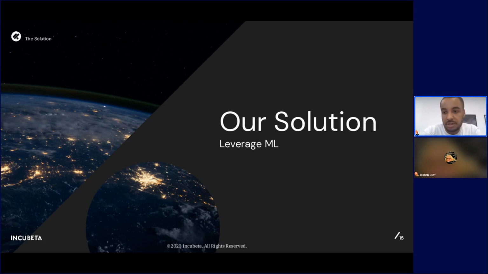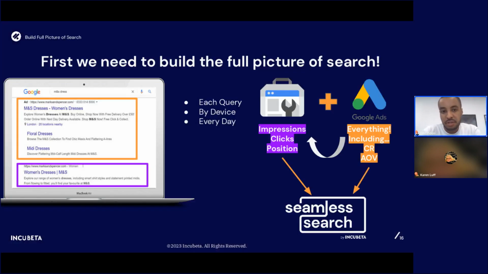So our solution is to make sure that we are leveraging machine learning as much as we possibly can. To do this, we need to build a full picture of the search landscape. As a lot of you know, if you're from an SEO background, you can go into Google Search Console, but it's missing a few key data points. Google has taken these away and hasn't had them for about 15 years. What you can see is impressions, clicks, and position.